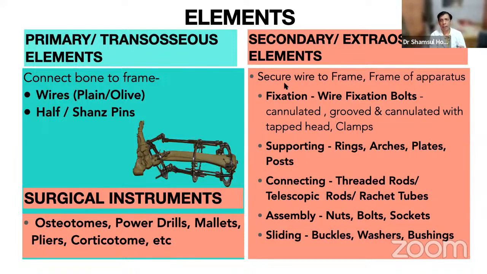Then we have the secondary or the extra osseous elements, like the ones that secure wire to the frame of the apparatus, like the wire fixation bolts. There can be different types. Then we have supporting elements like rings, arches, plates, posts. Then connecting elements like threaded rods, telescopic rods, ratchet tubes. Then assembly elements like nuts, bolts, socket. Then sliding elements like buckles, washers, and those things. Then we have the surgical instruments like the osteotomes, power drills, mallets, plier, coltome, etc.